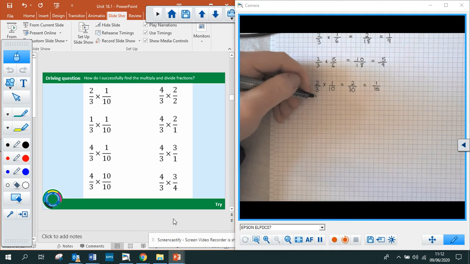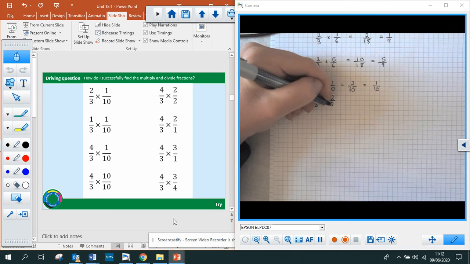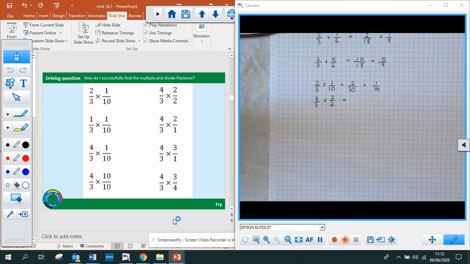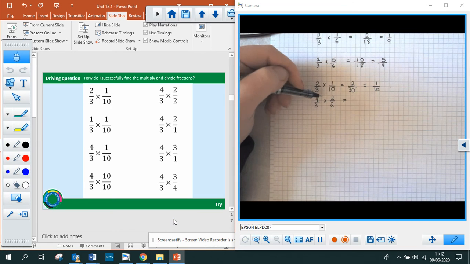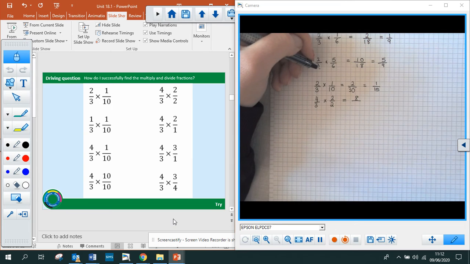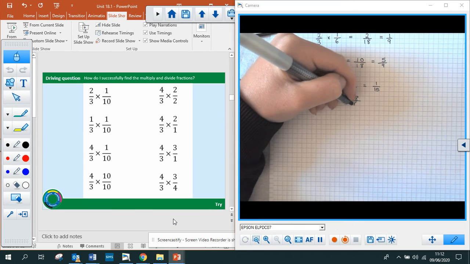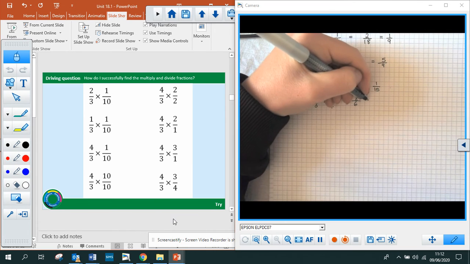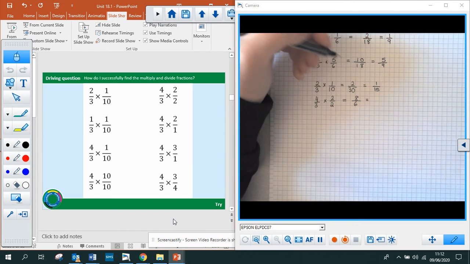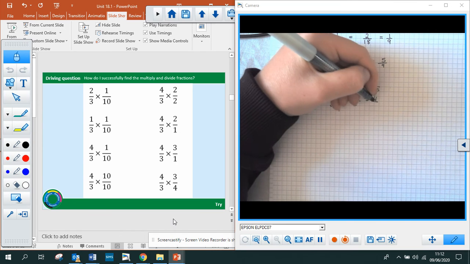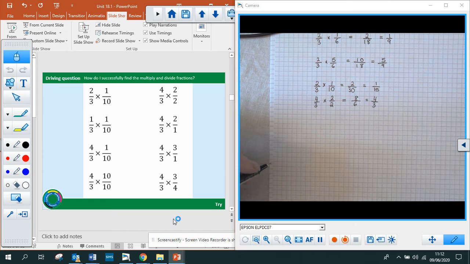Then I'll do the 4/3 multiplied by 2 over 2. I wonder if you spotted anything there. Let's just do it first and then I'll explain. So 4 multiplied by 2 is 8. 3 multiplied by 2 is 6. They're both even. They're both divisible by 2. So 8 divided by 2 is 4. 6 divided by 2 is 3. So my answer is 4/3.